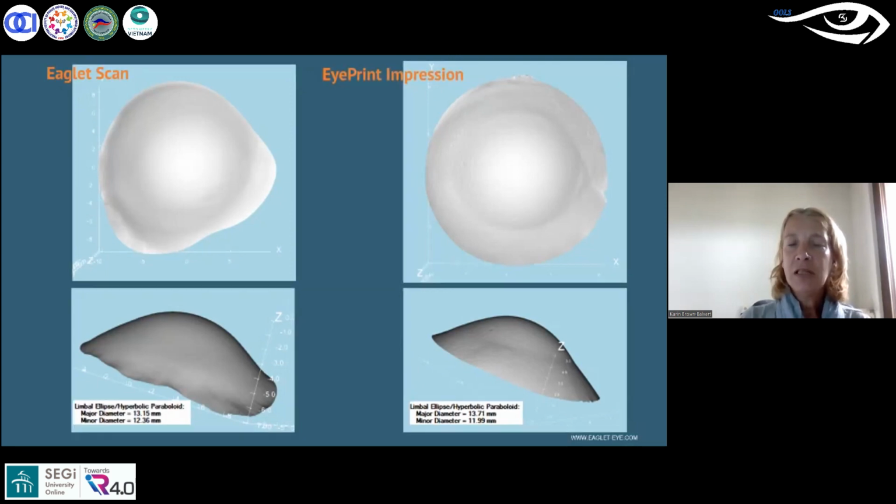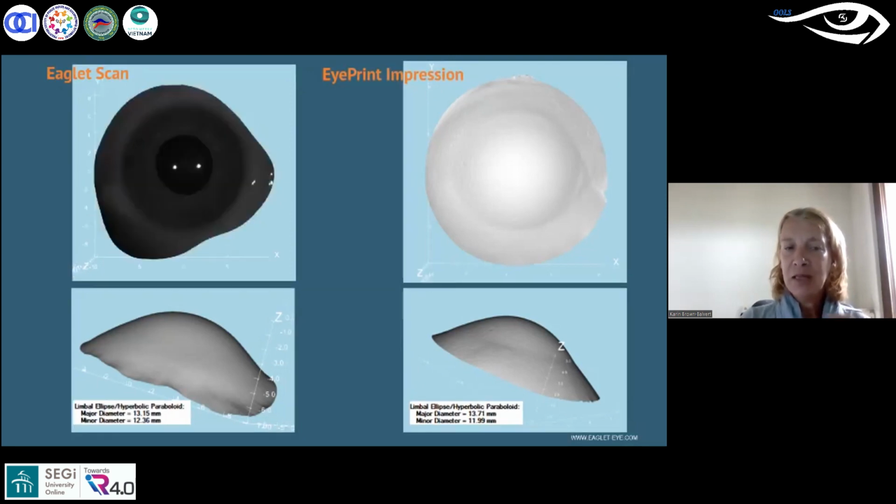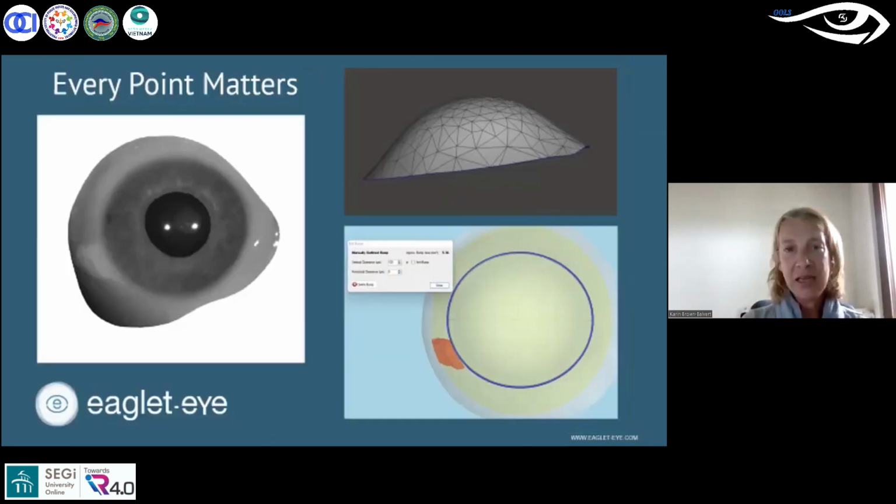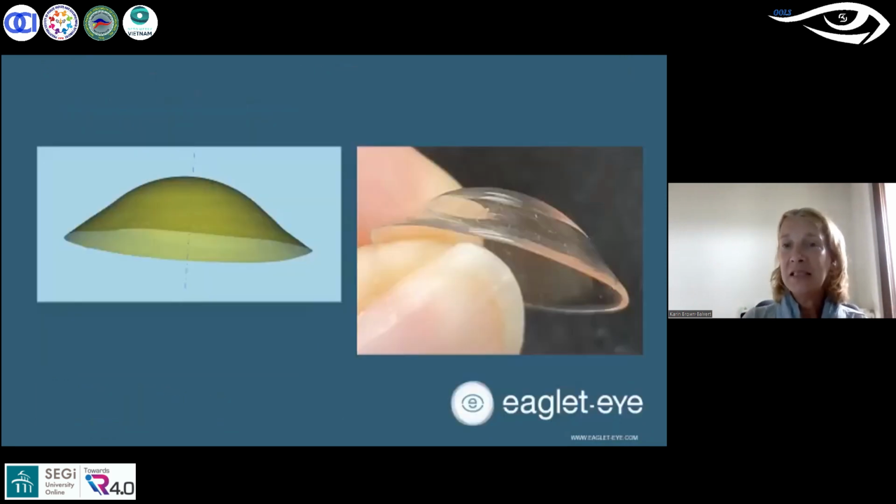So again, sort of the Eaglet scan, and then of course the lens is designed by their computer system. Every point matters. So we're saying that good scans are important, but also every point matters. So it's mapped out and designed from there. And as you can see here, we've got that elevation that they were worrying about, that they're also going to have a little bit of a fold for. And this is the lens that came out.